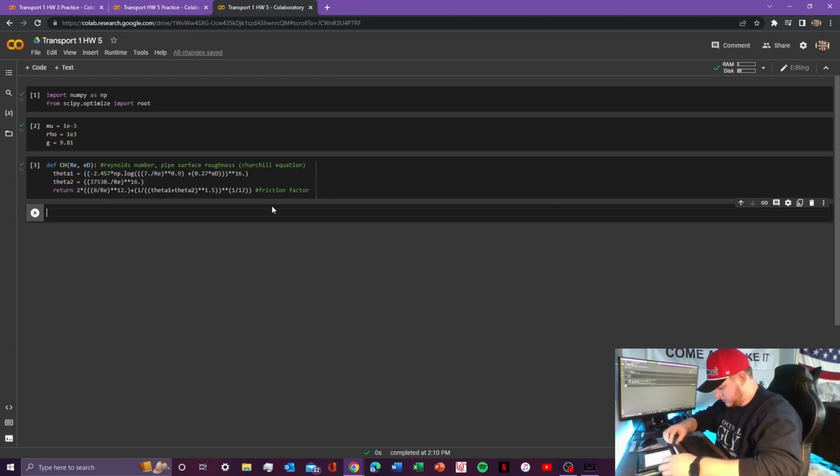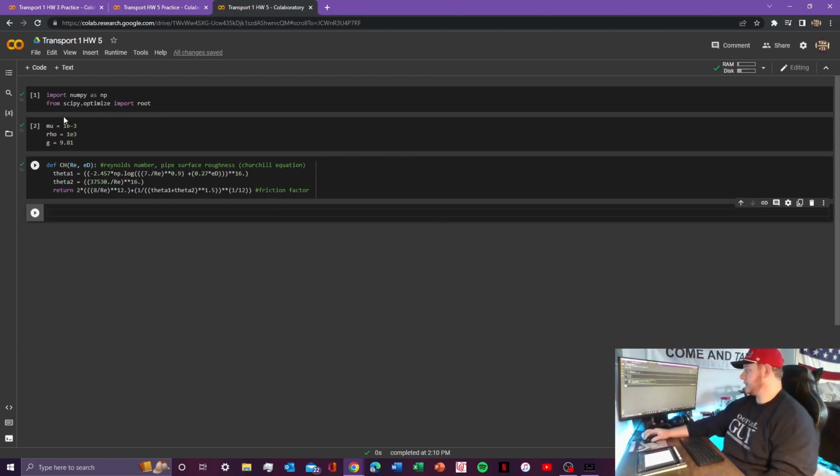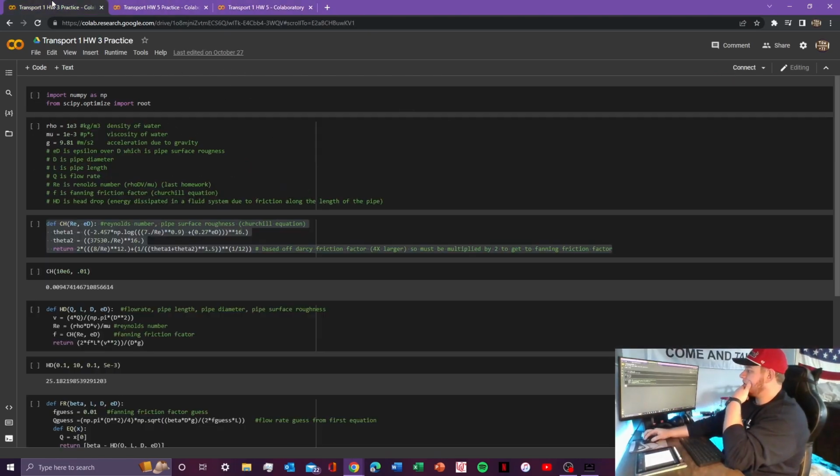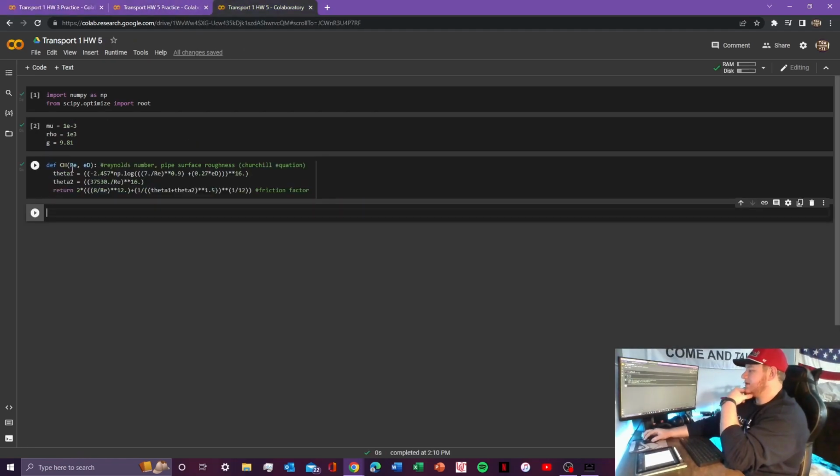I already threw some code in here. We imported numpy as np, and then we imported root from the root solver. Then I threw in mu, rho, and g so we can solve for the Reynolds number. This is from homework 3, the Churchill equation. Using our Reynolds number and the pipe surface roughness, we can solve for our friction factor. So let's get on to the coding we need to do.